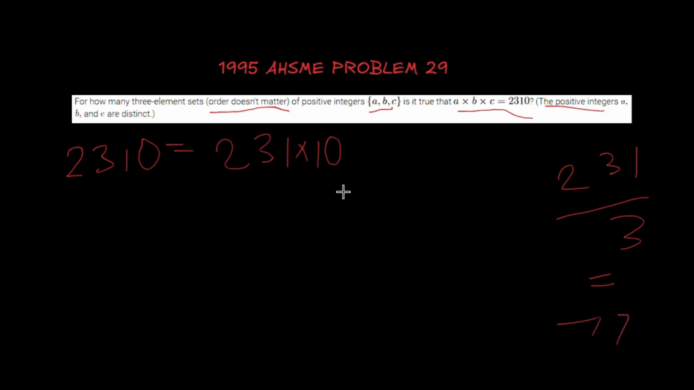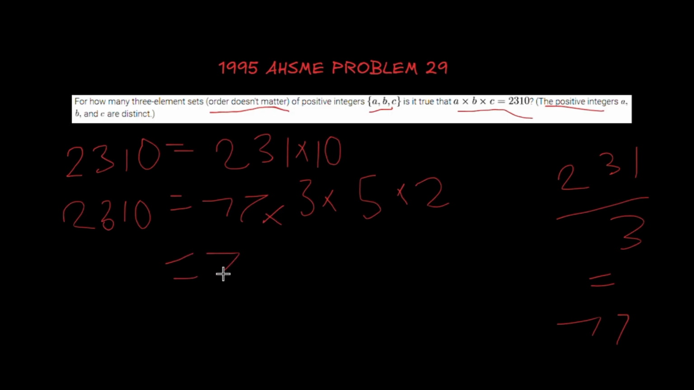And can we also break down 10? Yes, into 5 times 2. So 2310 is equal to 77 times 3 times 5 times 2. Can we break down 77? Yes, into 7 times 11. So 2310 is equal to 7 times 11 times 3 times 5 times 2.